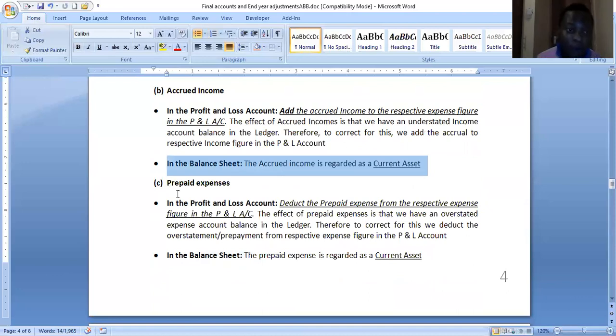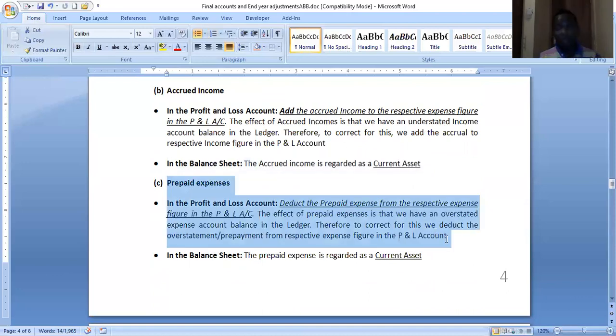Then we move forward to prepaid expenses. A prepaid expense is that which has been paid but not yet incurred. So we've paid rent for the month of July and August. So that rent has been prepaid. The effect of prepaid expense is that we have an overstated expense amount in the ledger. So this results this way. We pay rent for the month of June and for July and August, yet we have not yet reached there. So this rent is prepaid.